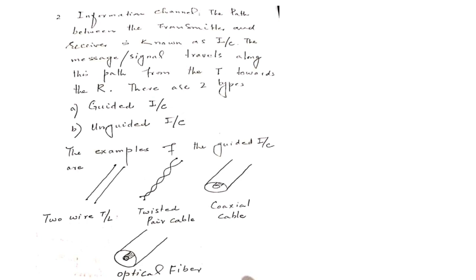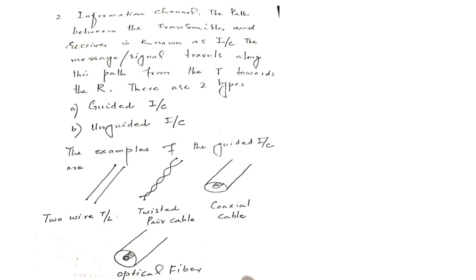So there are two cylinders in an optical fiber. The inner cylinder of the optical fiber is known as the core of the optical fiber, and the outer cylinder is known as the cladding of the fiber. So the light signal travels inside the core of the optical fiber.